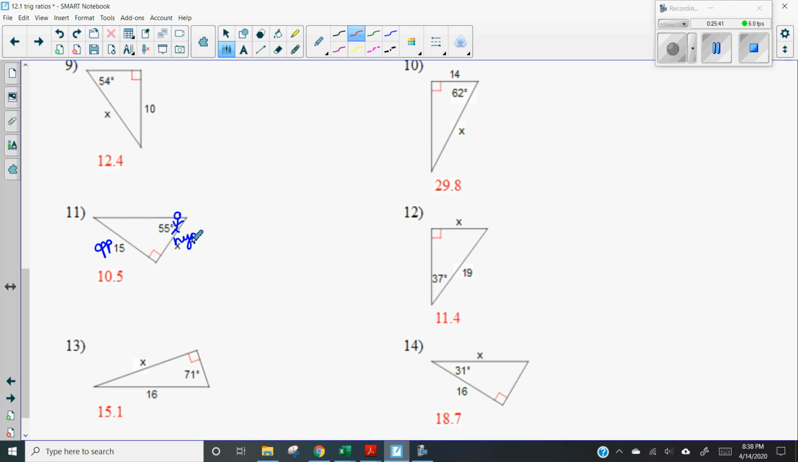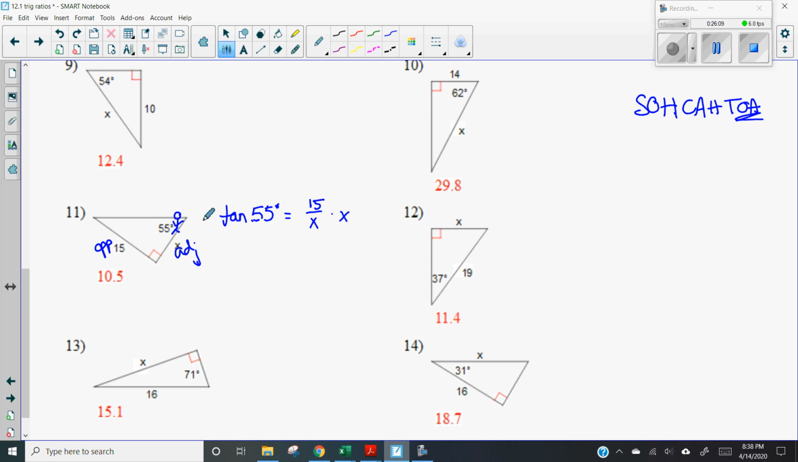Whoops, that is not the hypotenuse. Let me back up here. That's the adjacent side. Okay, so you should have SOHCAHTOA written down somewhere handy that you can reference it. Opposite and adjacent tells me I'm going to choose tangent. So tangent of my angle, theta, is equal to opposite over adjacent. Now this is the slightly harder one to get x all by itself.